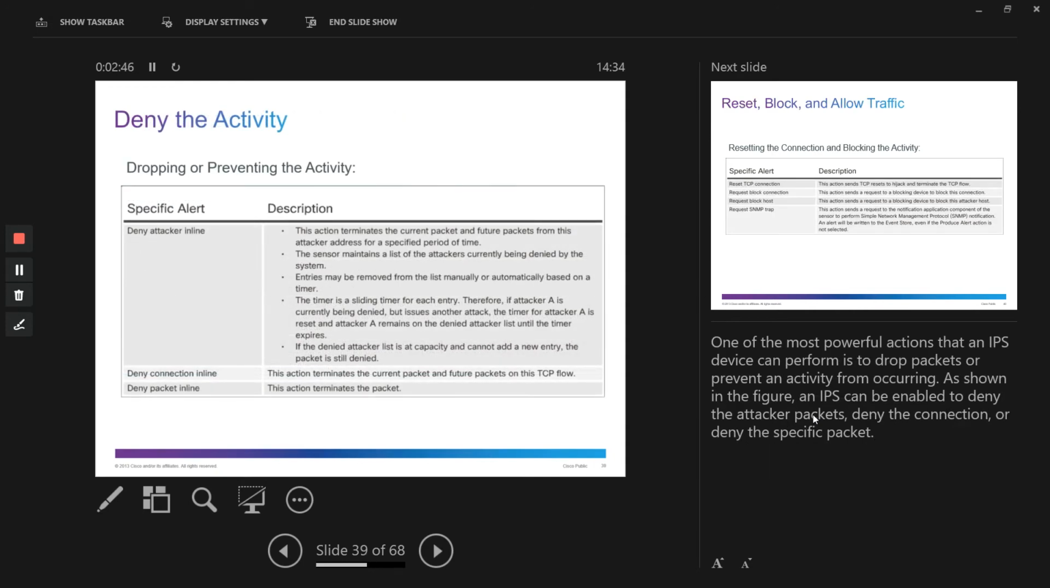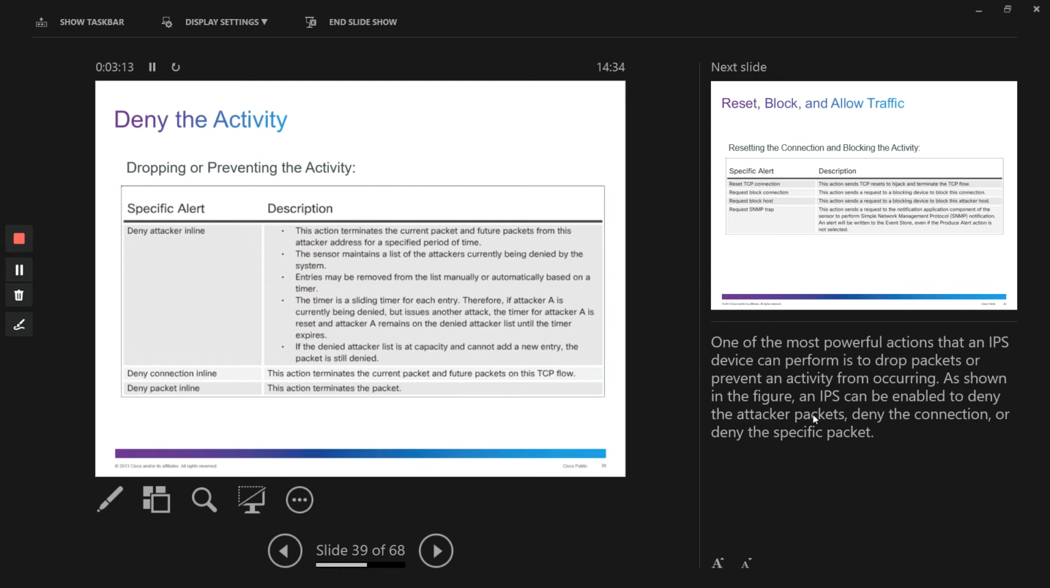Okay, the next one is dropping or preventing activity. One of the most powerful actions that an IPS device can perform is to drop a packet or prevent an activity from occurring. As you can see in this table on the screen, an IPS can be enabled to deny the attacker packet, deny the connection, or deny the specific packet. So there are three things that IPS can do.